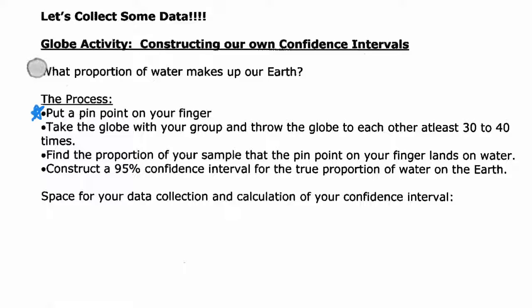Yes. Okay, so see, here is our beach ball globe. And so if I just toss it and I have my finger on here, my finger's so huge, it's half on land and half on water. So you're going to take your pen and put a little point on your finger so that whenever you toss it, you can see if that point is on water or land. And FYI, the North Pole is water and the South Pole is land.